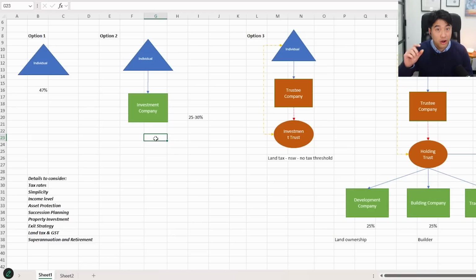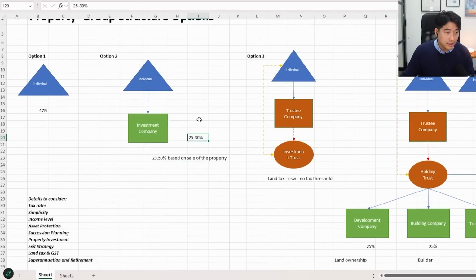Like you're going to pay a bit higher in taxes instead of it being 23.5% because you get a 50% discount. It ends up being 30%. It's not that much more different, guys. Like it's 5 to 6%. But the great thing about it is this 23.5% on the 50% discount is based on the sale. But this 30% is sale of property plus rental income.